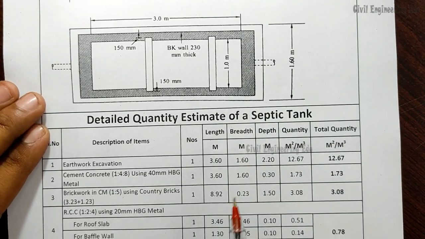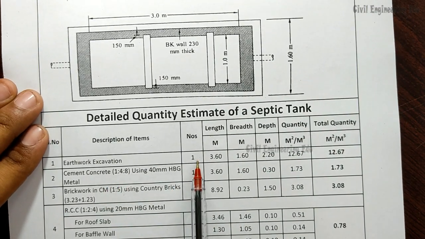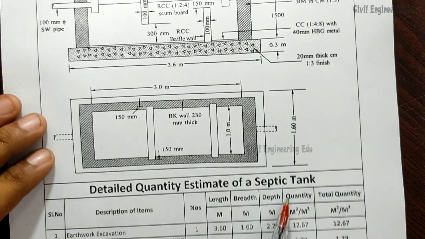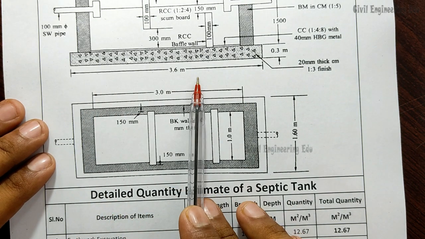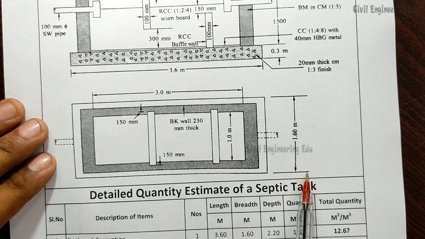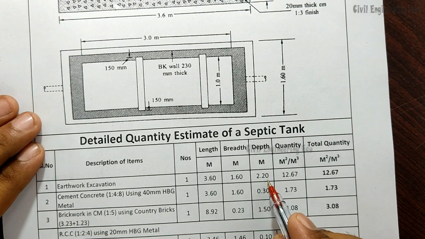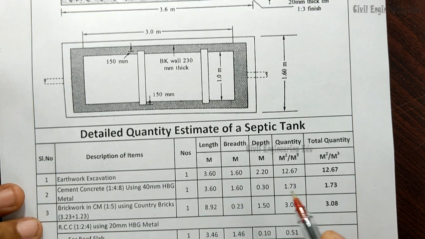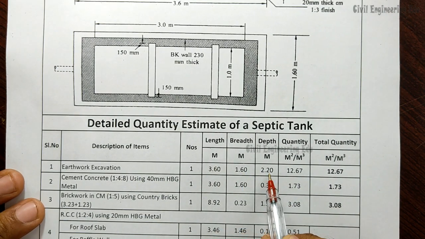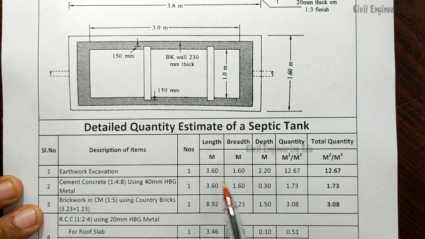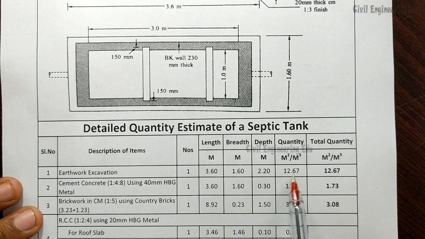So here in case of earthwork excavation, numbers will be 1, length is 3.6 meter, breadth is 1.6 meter, and depth of excavation is 2.2 meter, right? Depth of excavation is 2.2 meter. So length into breadth into depth is equal to quantity. So L into B into D is equal to quantity, multiplied by 1, is equal to the total quantity.